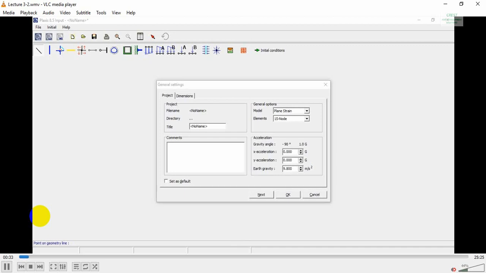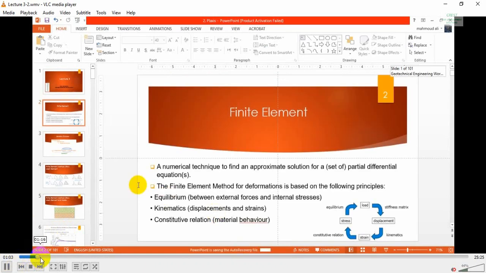Plaxis is a commercial software program that uses the finite element method to solve a series of differential equations in order to find an approximate solution for complicated problems. Before we start, as a finite element method, Plaxis is based on three main principles: equilibrium principle, kinematic principle, and constitutive relations.